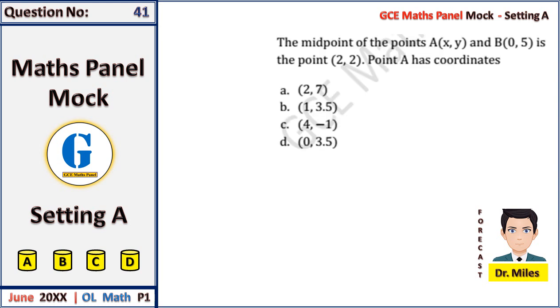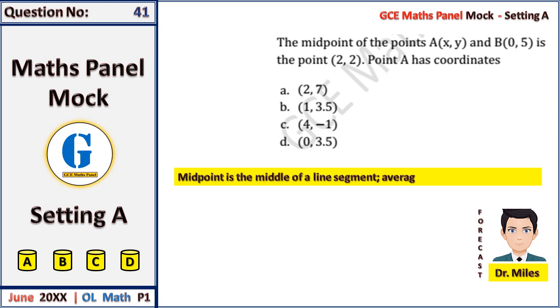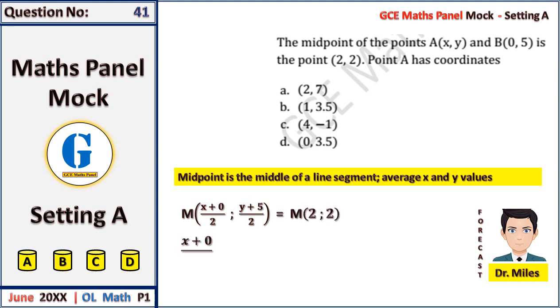Question 41. The midpoint of the points A, with coordinates x, y, and B, 0, 5, is the point 2, 2. Midpoint is the middle of a line segment, so that's the average of the x values and y values. According to this question, we have x plus 0 on 2 for the points A and B, the x values, and y plus 5 on 2 for the y values, which should give us this midpoint, 2, 2. Equating, we have x plus 0 on 2 equals 2, and y plus 5 on 2 equals 2. When we solve, we have x equals 4 and y equals minus 1.